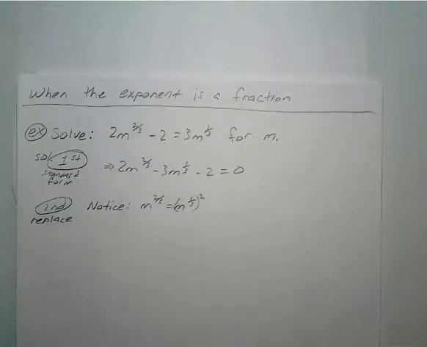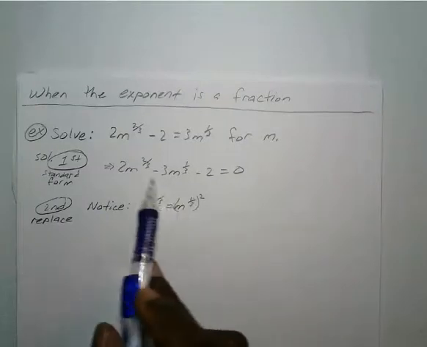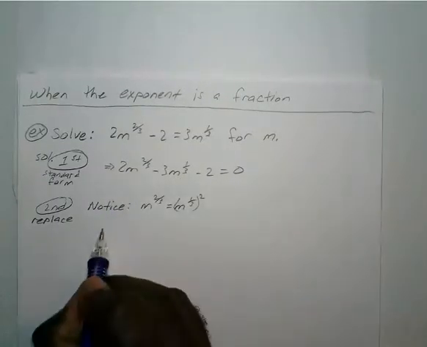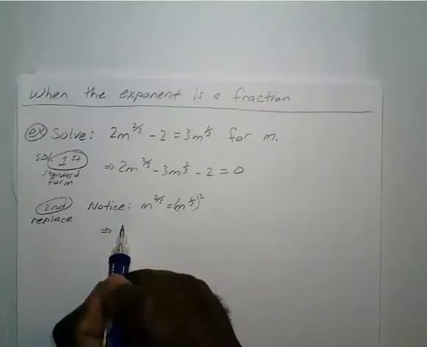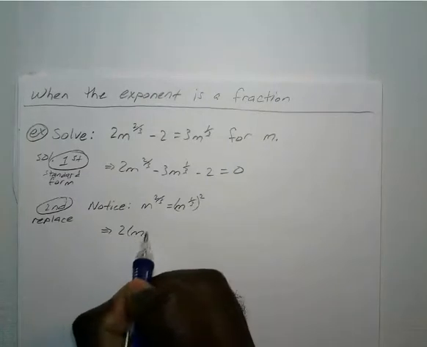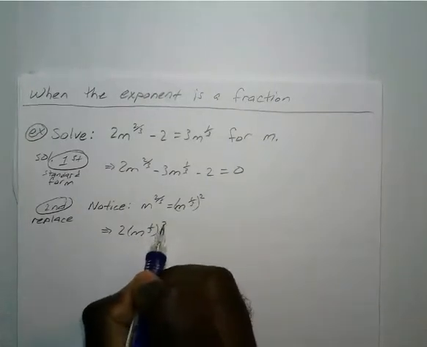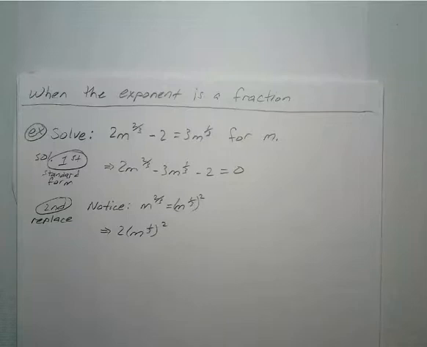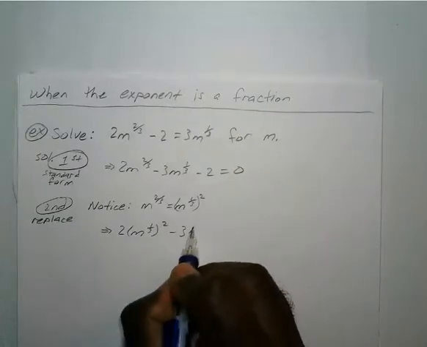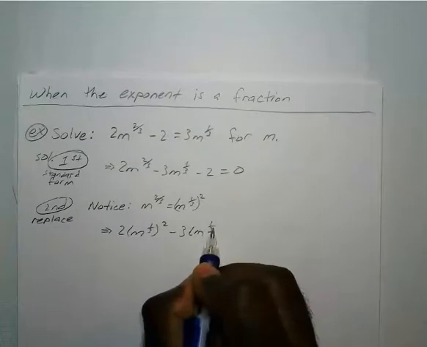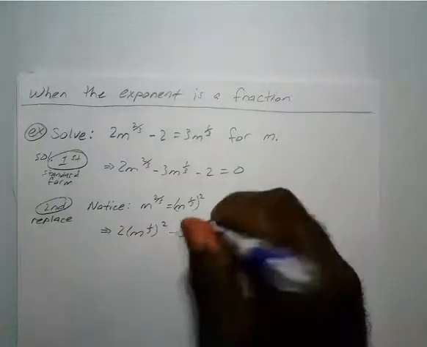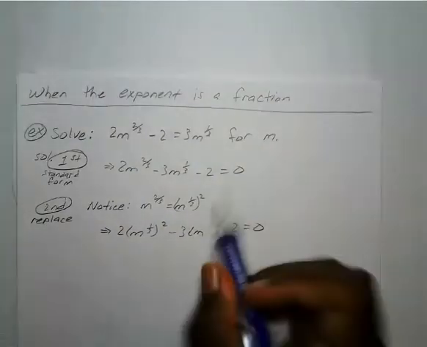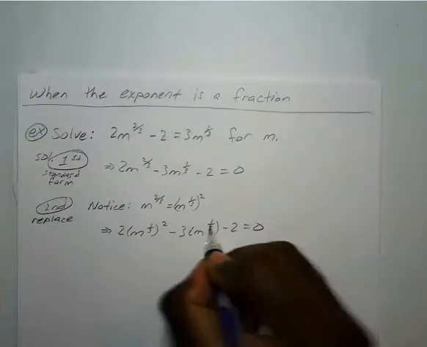So let's finish up our second step. Once we do that, we go ahead and replace it. Instead of 2m to the 2/3 power, we have 2 times m to the 1/3 power squared, minus 3 times m to the 1/3 power, minus 2 equals 0.